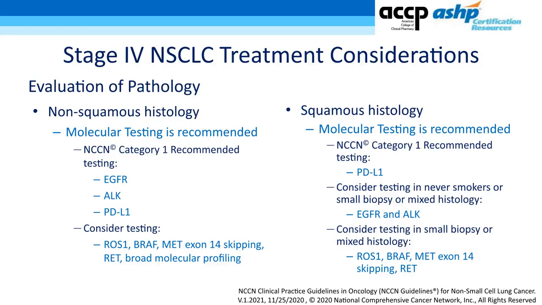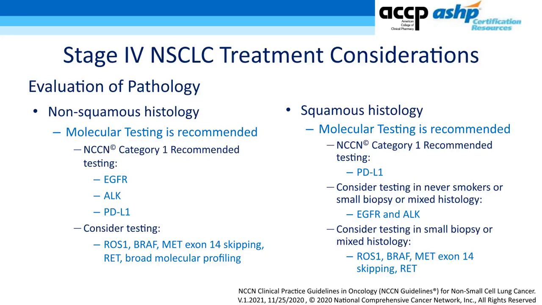Squamous histology, as you'll note, doesn't necessarily match that of a non-squamous histology profile, in that the NCCN guidelines recommend as a Category 1 recommendation testing for PD-L1 status. You can consider testing in a patient that's a never smoker or has a small biopsy or even possibly mixed histology, evaluating for EGFR and ALK. Additionally, consider testing in those small biopsy or mixed histology patients for the other more rare molecular markers: ROS1, BRAF, MET, and RET.